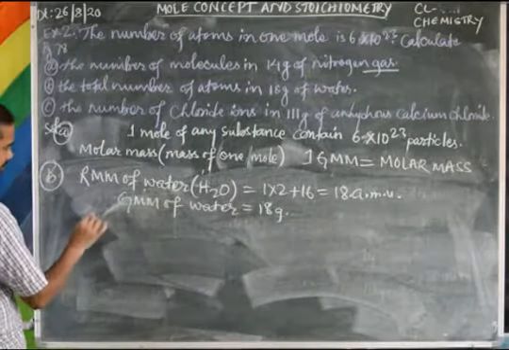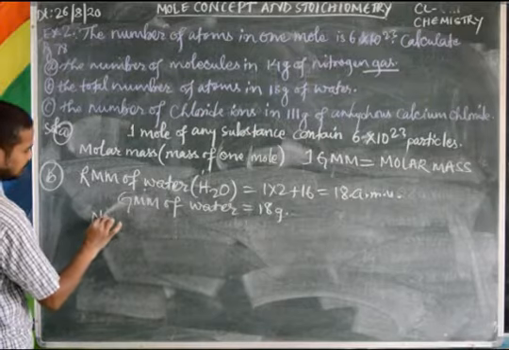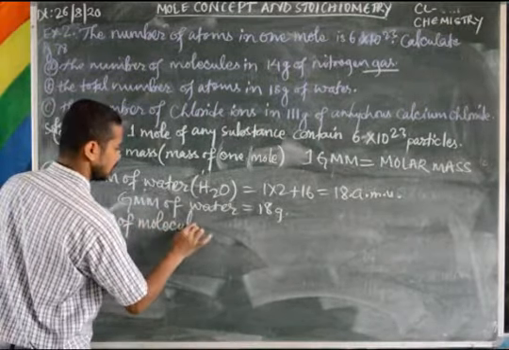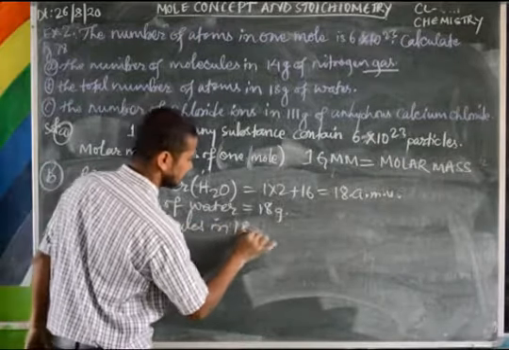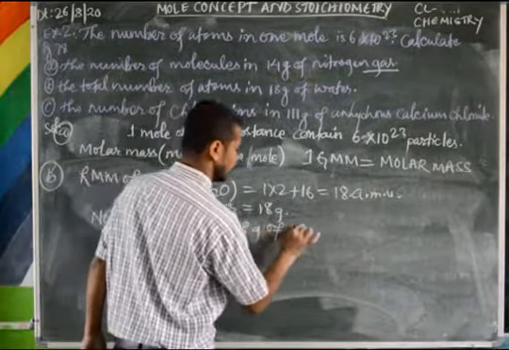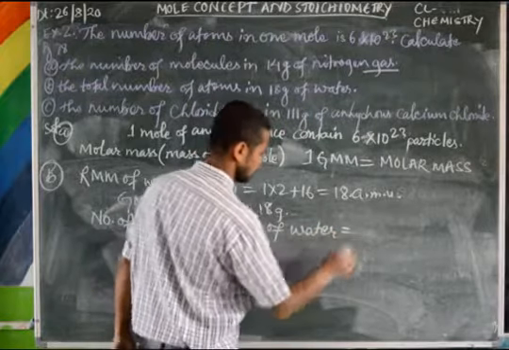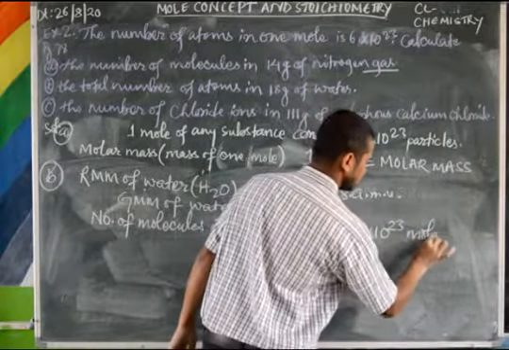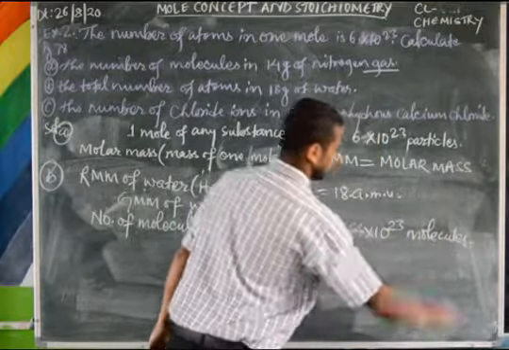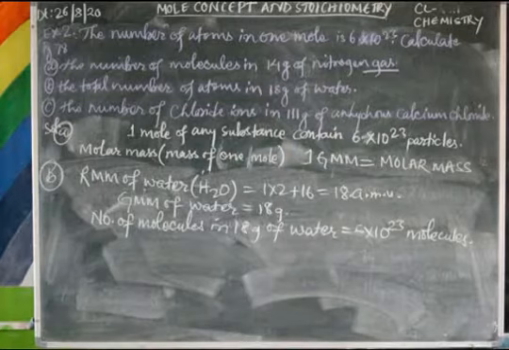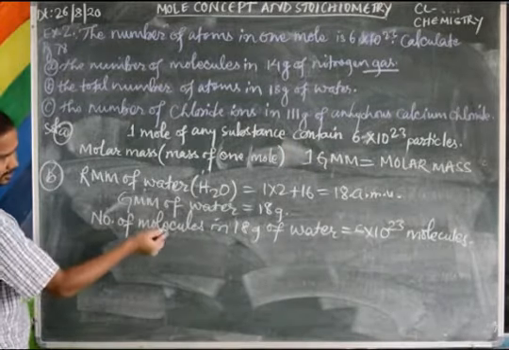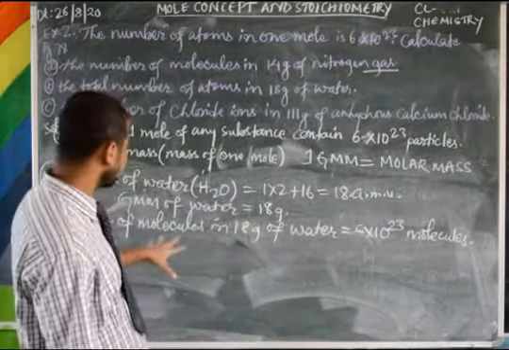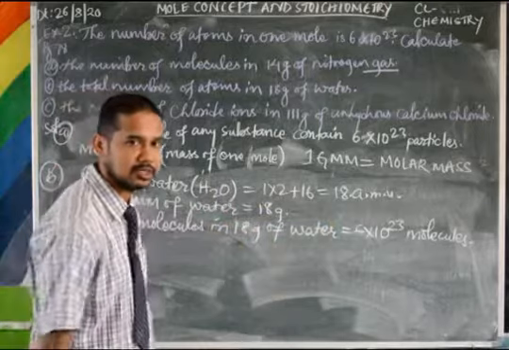Then you can write the number of molecules in 18 gram of water is equal to 6 into 10 to the power 23 molecules. Here it is given 18 gram only. That means 18 gram of water will have 6 into 10 to the power 23 molecules.